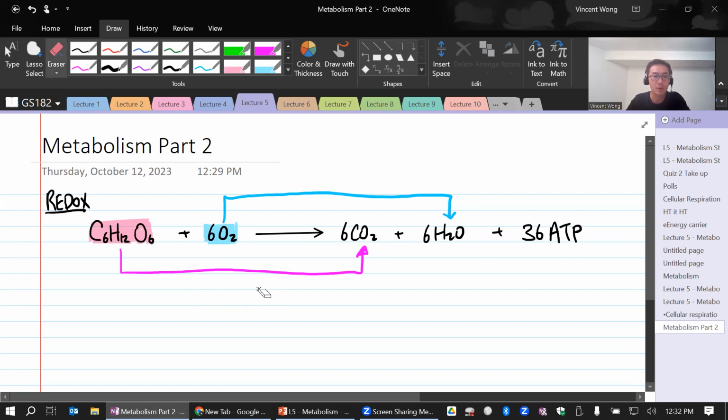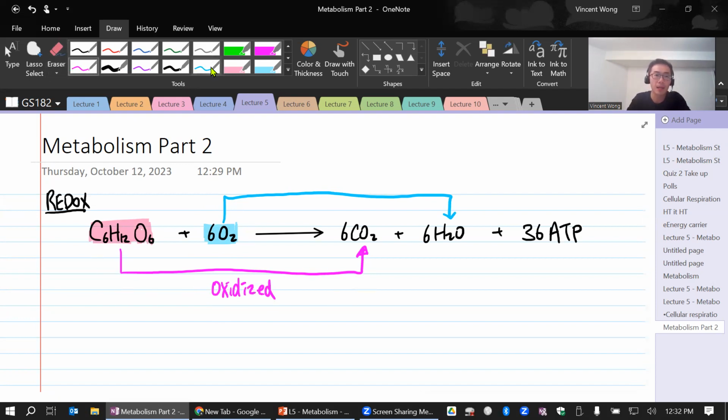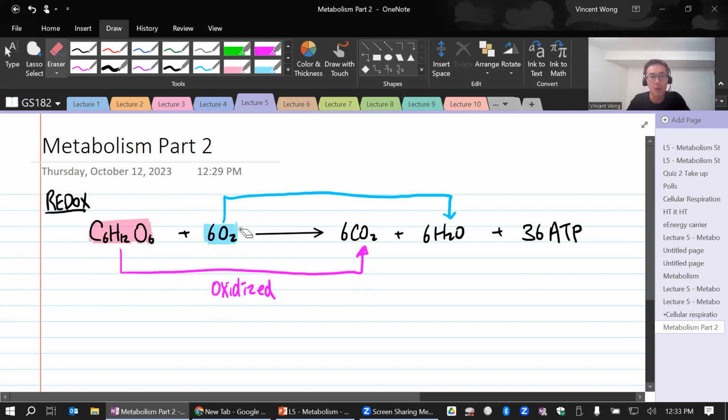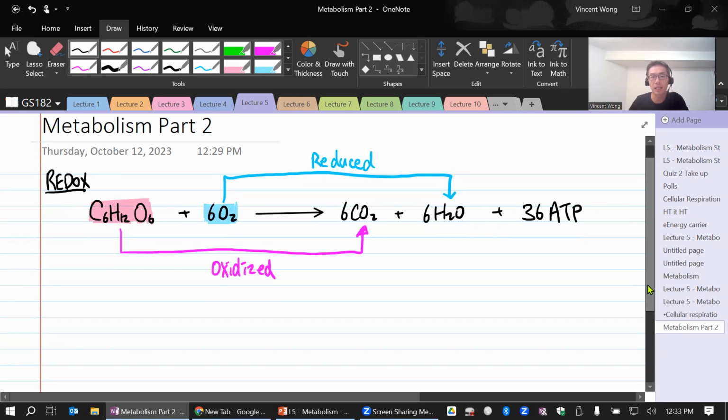Oh, sorry, I wrote it wrong. This is oxidized. Loss of electron, oxidized. And those electrons will ultimately end up on the oxygen, which would be reduced, reduced into a water molecule. So we know this happens in 4 stages: glycolysis, pyruvate oxidation, Krebs cycle, and the ETC, right?